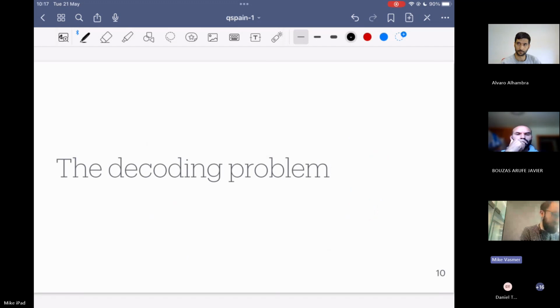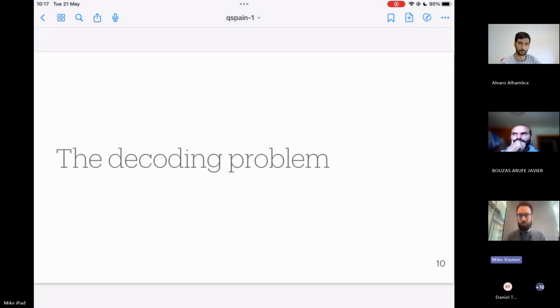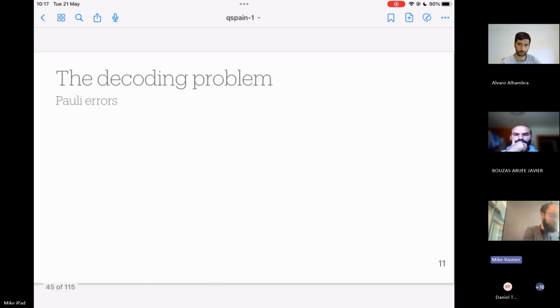I think we can move on now to the second part of the talk, which is on the decoding problem. I want to stress that I'm going to use decoding in the way it is used in the quantum error correction subfield. I'm going to explain exactly what this means, because the term is slightly overloaded.